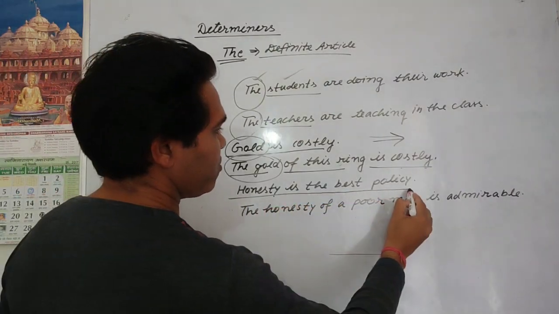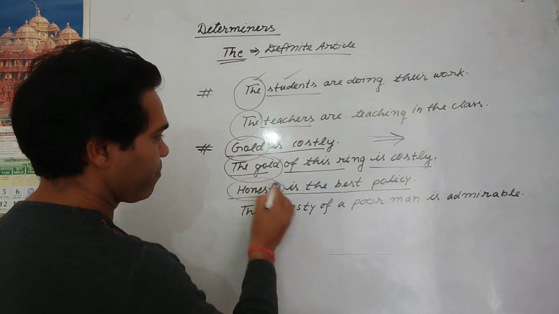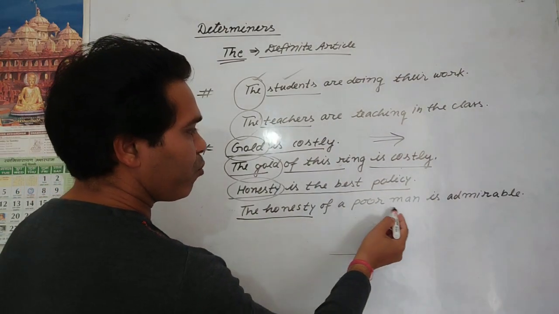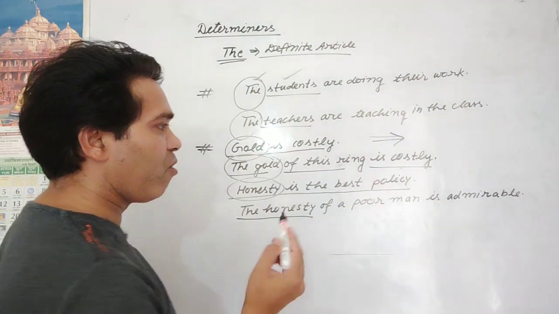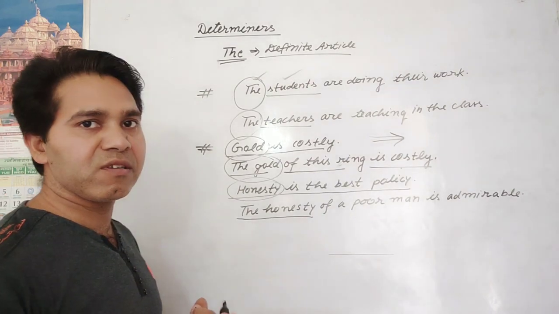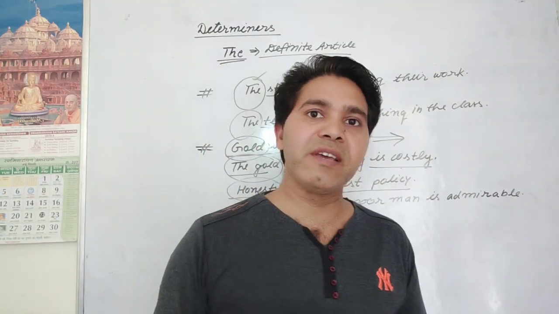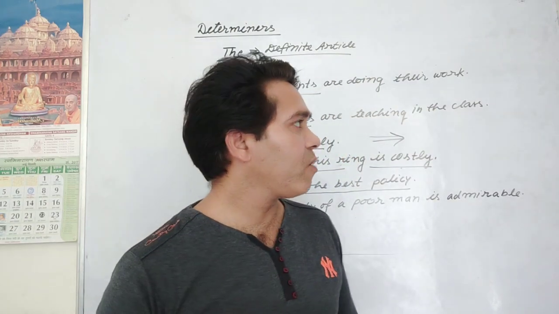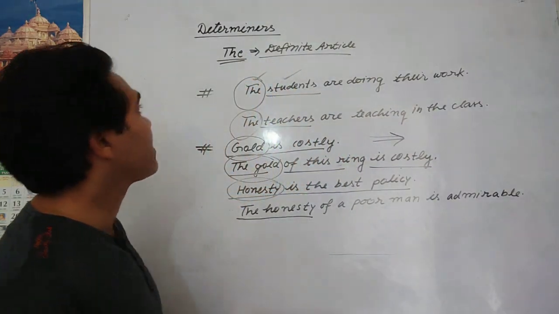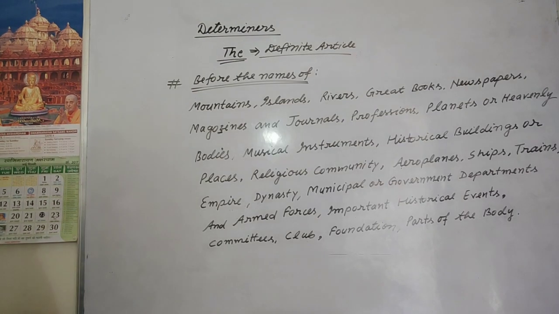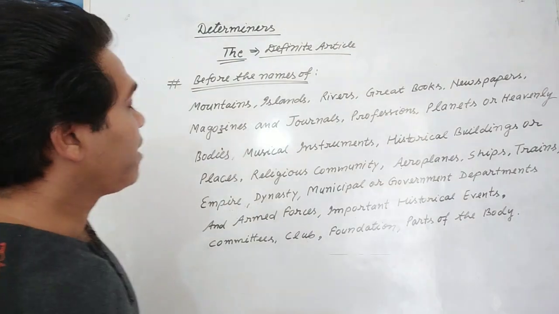Honesty is the best policy, uncountable. You can see now, the honesty of a poor man is admirable. Now we are talking about a particular person. Okay, it means if a particular or unique thing is there, then we use the. Okay, and now the next point.